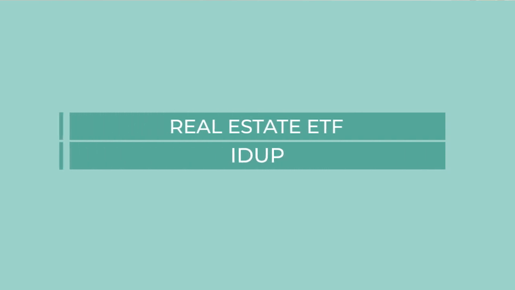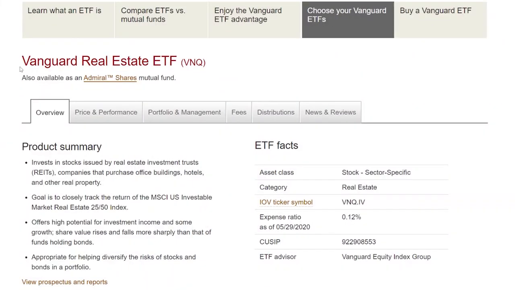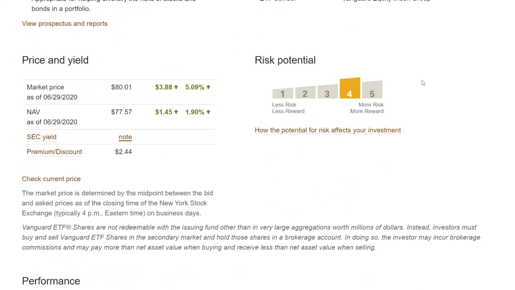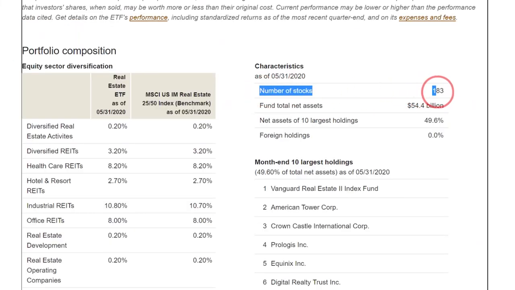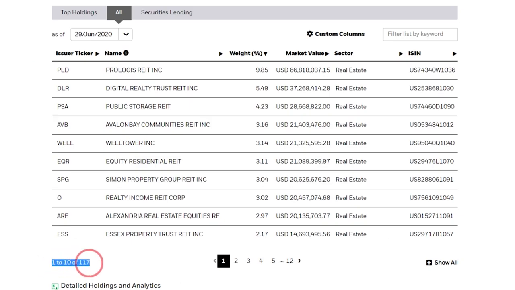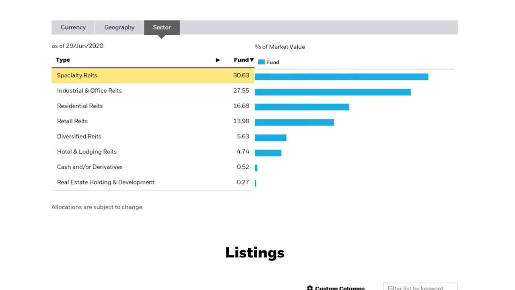Next, we have the real estate ETF, ticker symbol IDUP. IDUP holds a group of real estate stocks in the United States. And again, it's an Ireland domiciled ETF. Its Vanguard counterpart is the VNQ. Vanguard has 183 stocks, while IDUP has 117 stocks. Its holdings are well diversified among specialty, industrial and office REITs, residential REITs, retail REITs, hotels and so on.